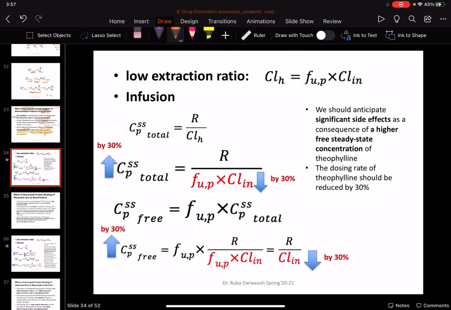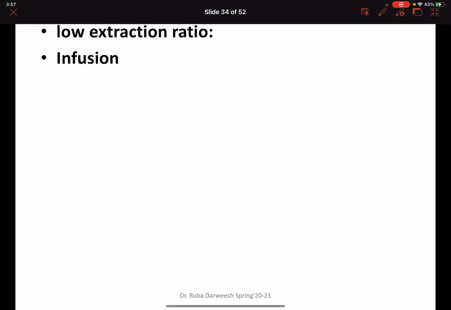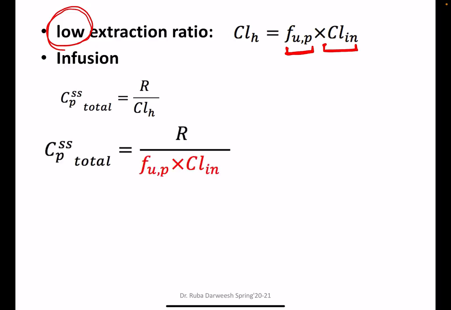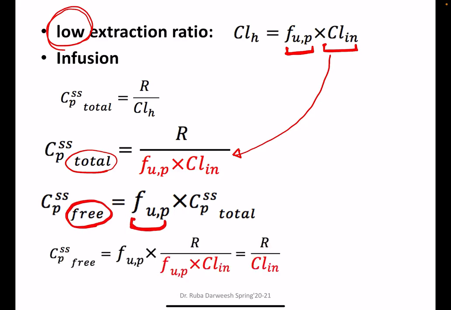So if we go through the details step by step, if we are talking about a low extraction ratio drug, then the hepatic clearance is equal to the fraction free multiplied by the intrinsic clearance. For the infusion, this would be our total concentration, and it depends on whatever we have here. We substitute it for the hepatic clearance. Again, this is total. The free concentration would be the same, but multiplied by the unbound fraction of the drug, which would be equal to this.